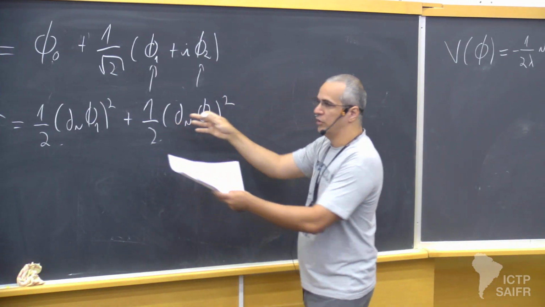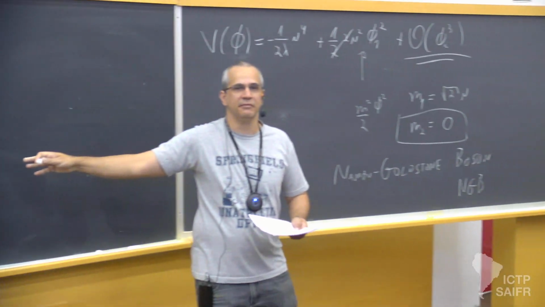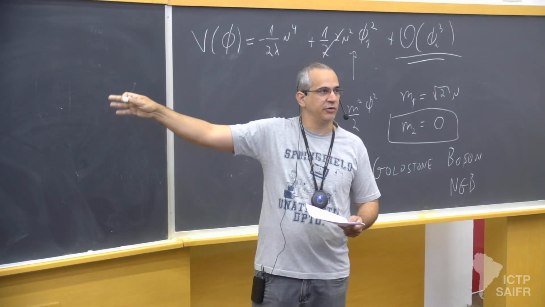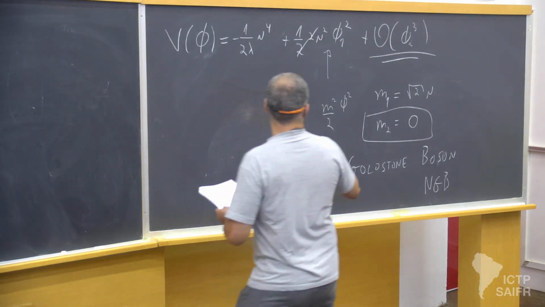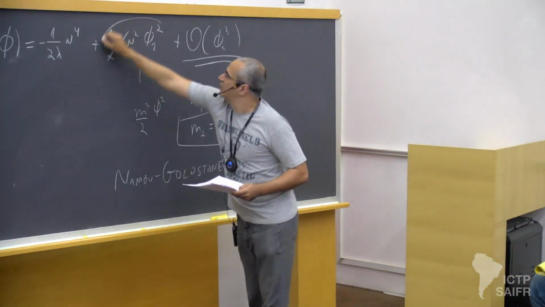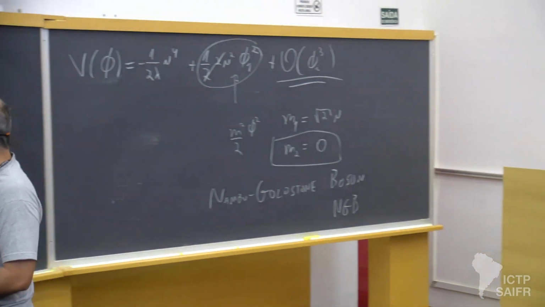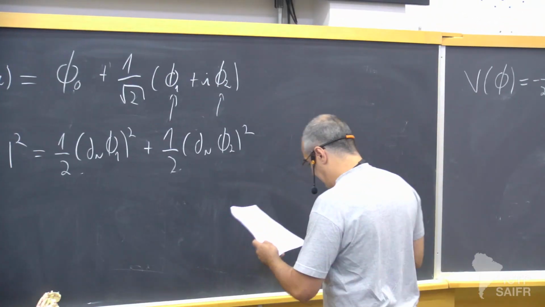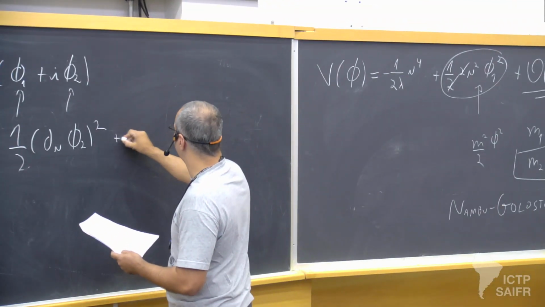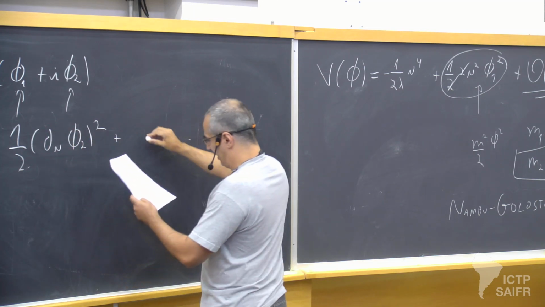So far, so good. I'm getting kinetic terms for these two fields. I already know that φ1 also gets this, so it has a mass. That's the free theory for φ1. This is the free theory for φ2. But what happens with the interaction terms? You get this one.